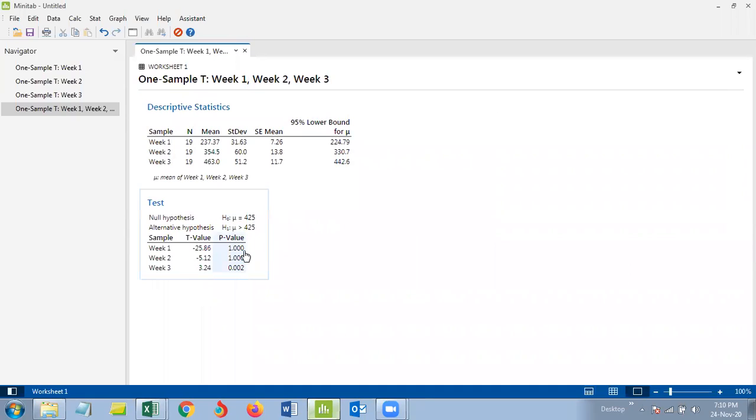We know week 1 was null, week 2 was null, week 3 was alternate. We know in the third week we achieved the target. That's clear. But have a look at this. That's where we would like to understand.